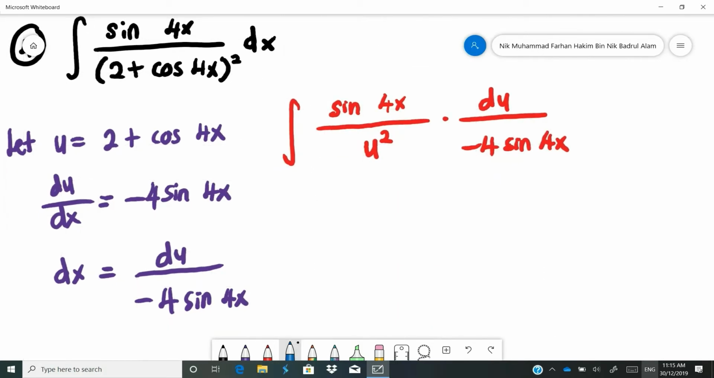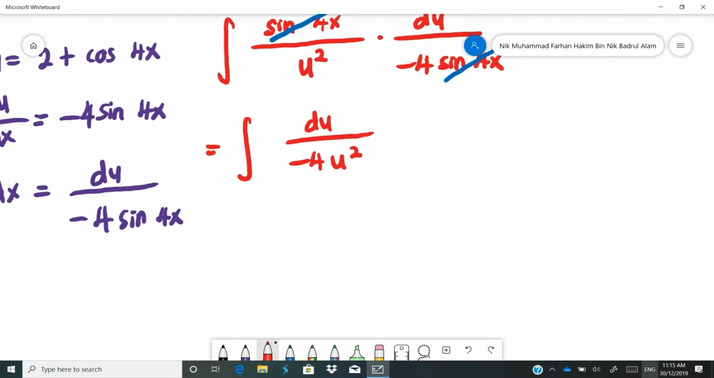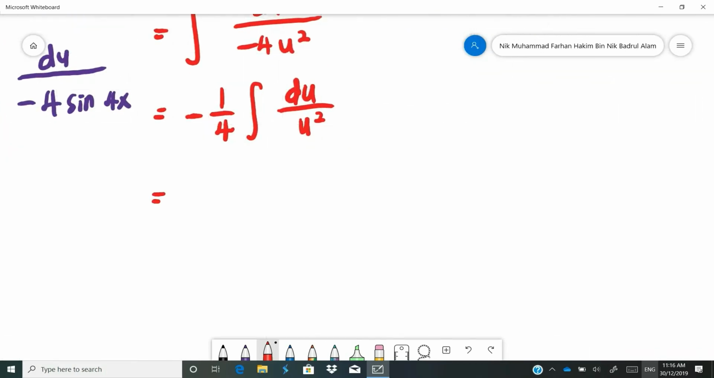So now we can cancel sine 4x and sine 4x here, and then you'll have du over negative 4 u square. Actually that negative 4 can be taken out of the integration, so it'll be negative 1 over 4. Don't put negative 4 at the numerator because it is in the denominator. Don't change them. So you'll have du over u square. Maybe you can't see this as integration, so you have to modify a little bit. So it will become u to the power negative 2 du.